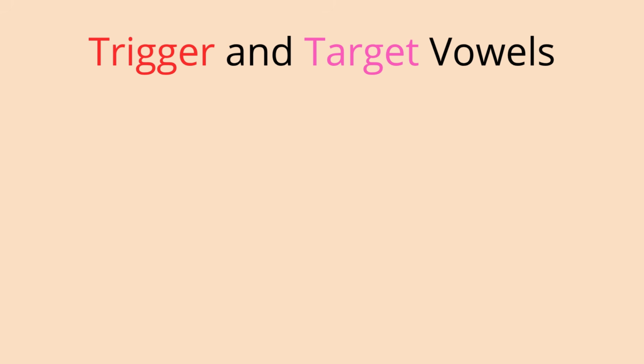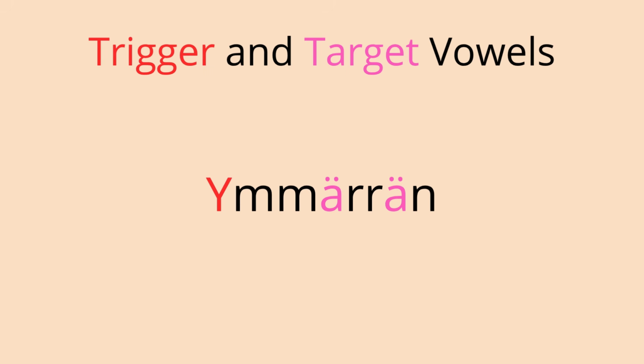In a vowel harmony system, we talk about trigger vowels and target vowels. The trigger vowel is the one that initiates the process. This is often a vowel in the word's root. The target vowels are those that must adapt and take the characteristics of the trigger vowel. These are typically the vowels in suffixes.